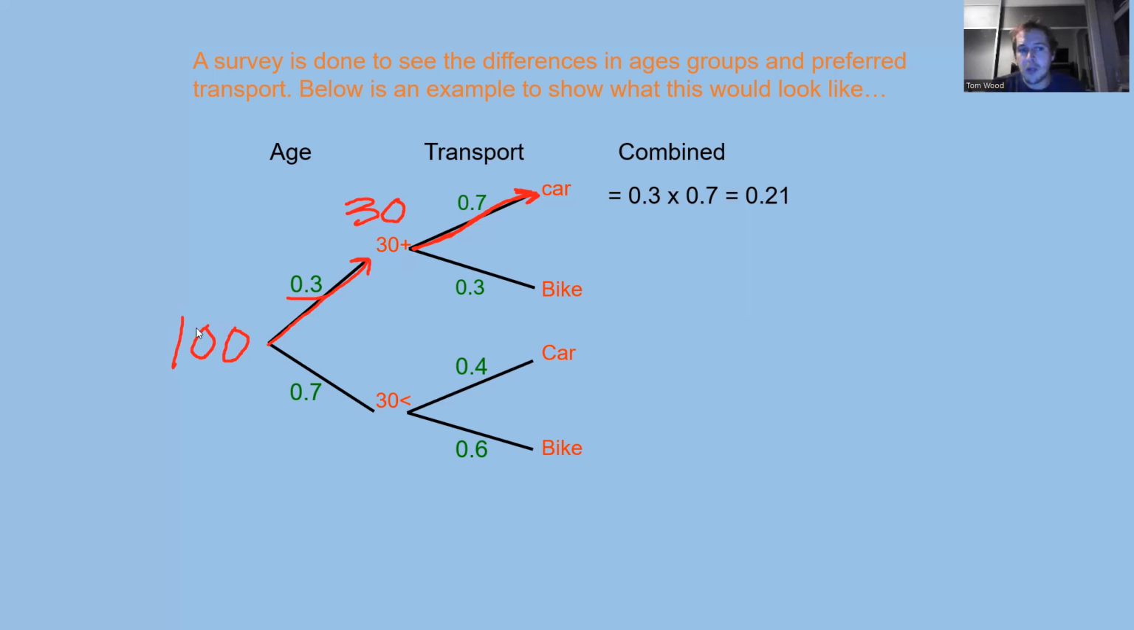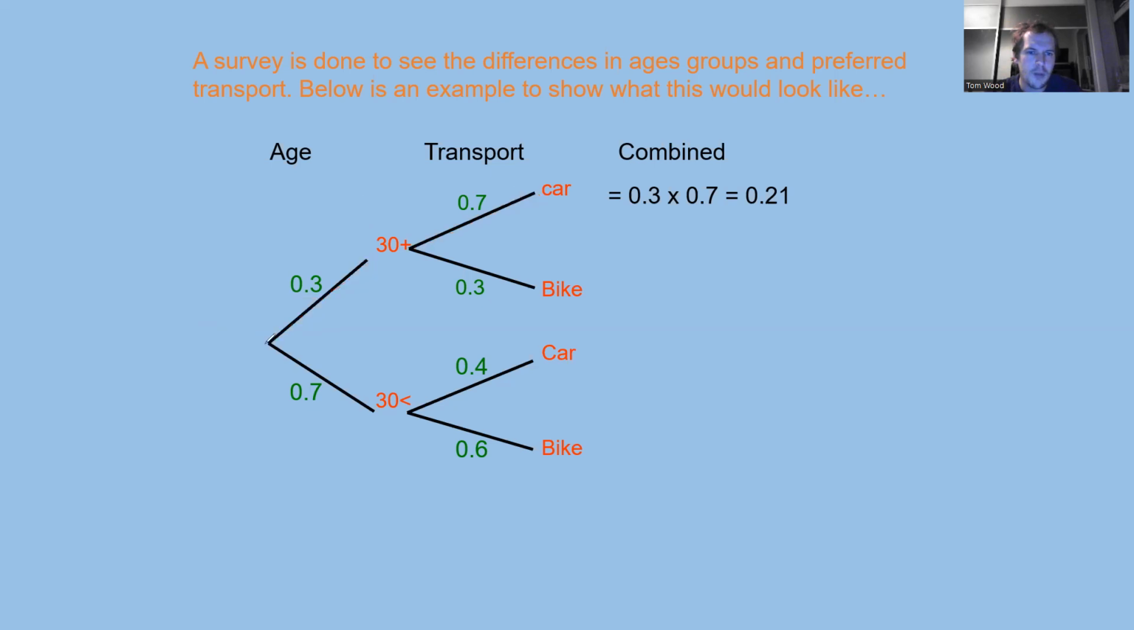But the idea here is, we had 100 people, 30% of them, so that is just 30 people are over 30. Out of them, 70% like to drive a car. This answer makes sense. 0.21, that's 21%. If this was 0.5 and this was 0.5, then it'd be a 50-50 split, and it would be 15 people travel by car, 15 people travel by bike. The fact that 21% travel by car makes sense because out of these 30, more of them travel by car, higher than 15. Okay, making sense. So let's look at the next outcome. And you're only going to be asked one of these, so please do bear that in mind.